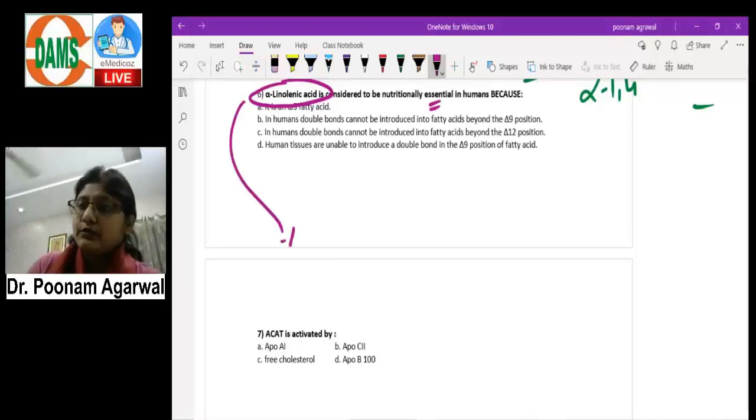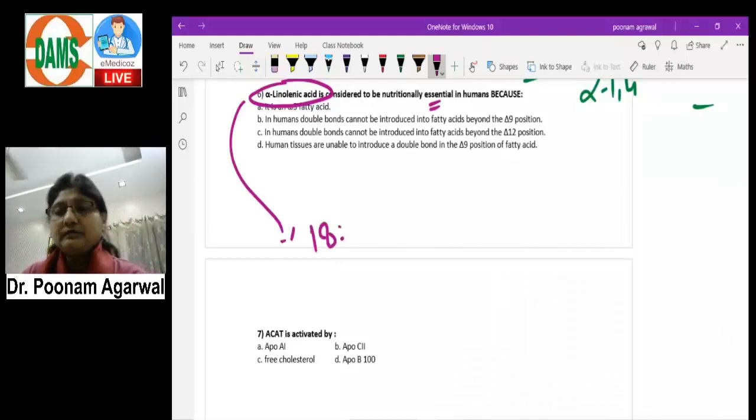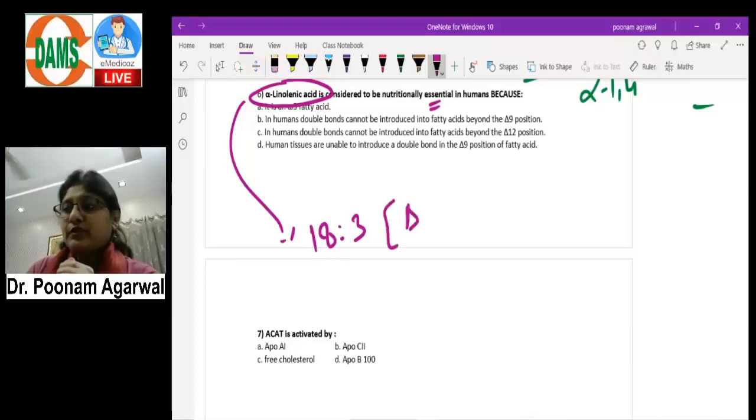For that you should know this is 18 carbon and having 3 double bond. We have oleic, linoleic and alpha-linolenic. Remember this in this particular order. Oleic, linoleic and alpha-linolenic. Oleic is having 18 carbon 1 double bond, linoleic is having 18 carbon 2 double bond, and alpha-linolenic acid is having 18 carbon and 3 double bond, and the position of 3 double bond are 9, 12 and 15.